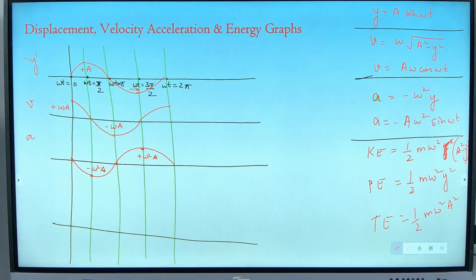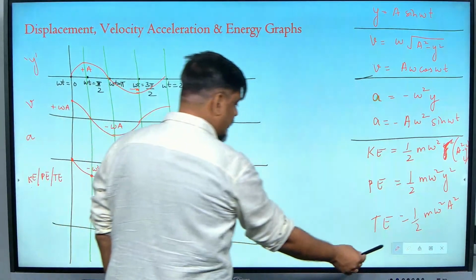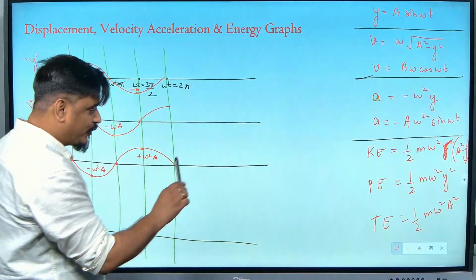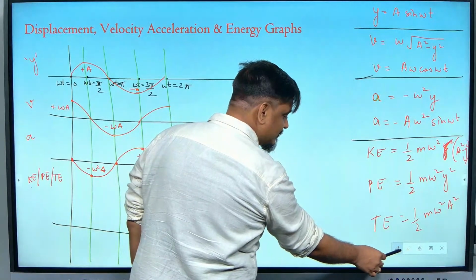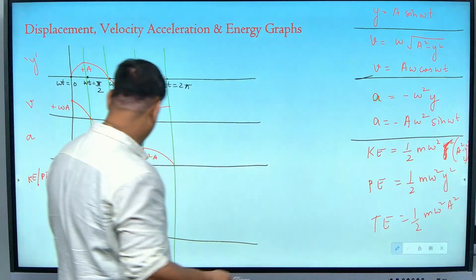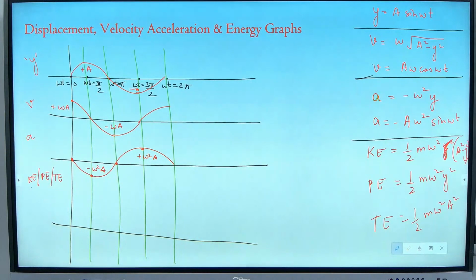Okay. Then comes the energy. I will write kinetic energy, potential energy, and total energy. I will take 3 different colors. I only have 3 colors, so I will use red for total energy. This blue and all will be visible. Let us try. First I will use blue, blue for the kinetic energy. Kinetic energy, what is the value at extreme and at mean?